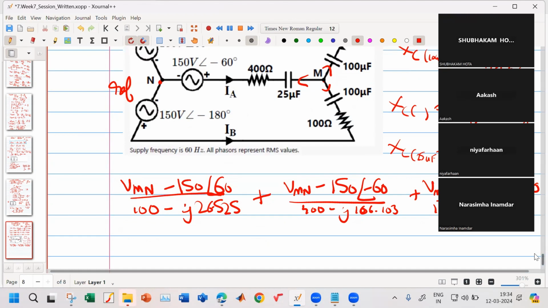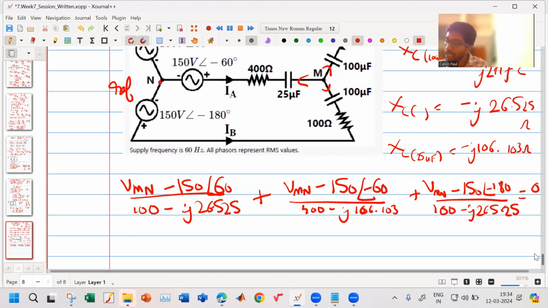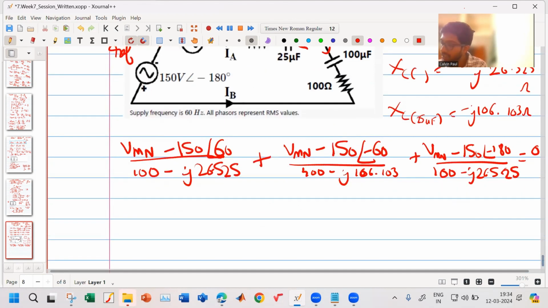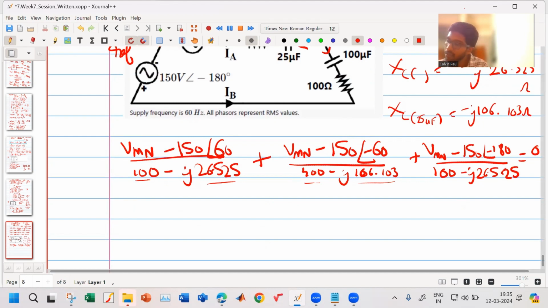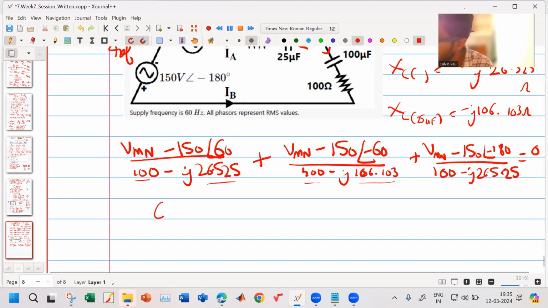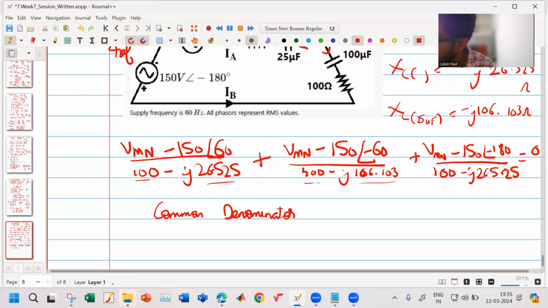Denominator into 4. So 400 is there, 100 is there, 106 is there, 26 is there. So this is 4 into this. If I want to make a common denominator, I will multiply this by 4, this also by 4, this by 4, and this by 4. Rest all remains the same.